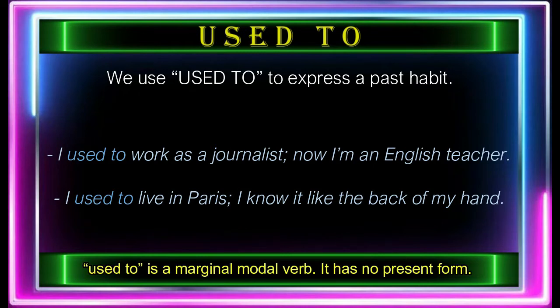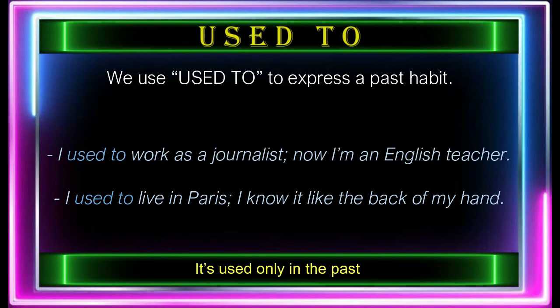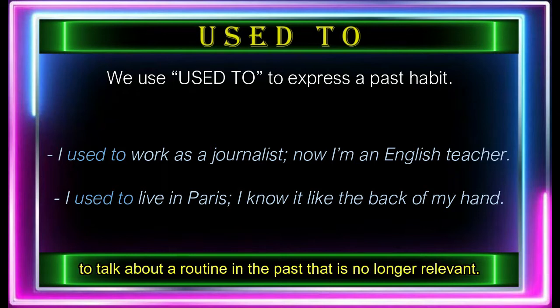Used to is a marginal modal verb. It has no present form. It's used only in the past to talk about a routine in the past that is no longer relevant.